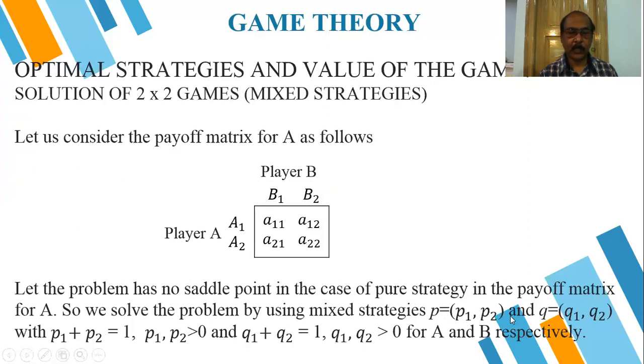P is (P1, P2), the probabilities of selecting the strategies A1 and A2 for the player A, and Q is equal to (Q1, Q2). That means player B selects their strategies B1 and B2 with the probabilities Q1 and Q2 respectively. Since these are the probabilities of selecting A1 and A2, P1 plus P2 is equal to 1 and P1, P2 are greater than or equal to 0. Similarly, Q1 plus Q2 is equal to 1 and Q1, Q2 are greater than or equal to 0 for A and B respectively.